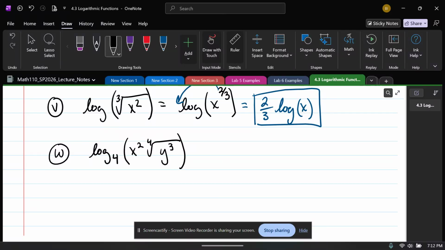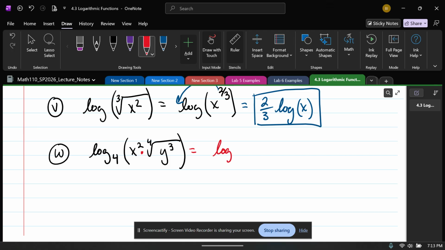All right, so let's put together a little bit of the radical stuff with a little bit of multiplication stuff with the power rule or power property. So we've got an x squared times the 4th root of y cubed. The first thing that I do on these, I don't even try to break them apart until I've fixed the radicals. I'm going to rewrite that radical as an exponent. So that, not x to the 3/4, but y to the 3/4.